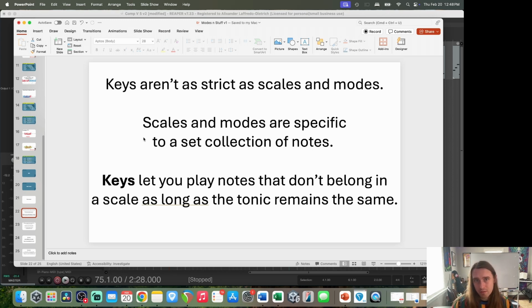We'll do E minor, E Aeolian is E, F sharp, G, A, B, C, D, and then back to E. It only has those. Those scales and those modes only have those notes. Keys, however, let you play notes that don't belong in a scale as long as the tonic remains the same. So you can play something, again, in E minor, and instead of F sharp, you may dip your toe into F. Or you may try G sharp. But as long as everything kind of feels like it comes back to E, you're still playing in the key.